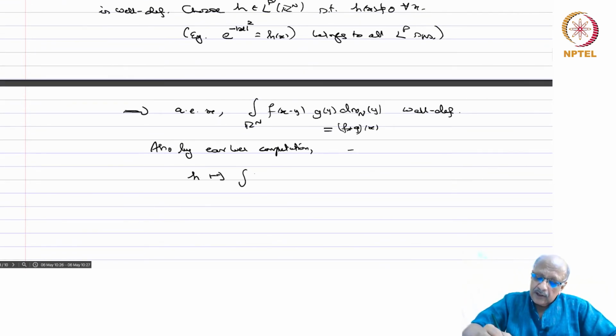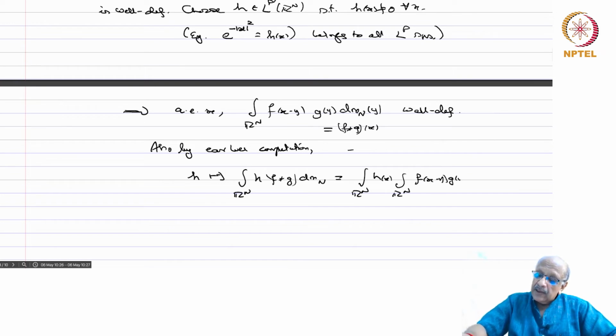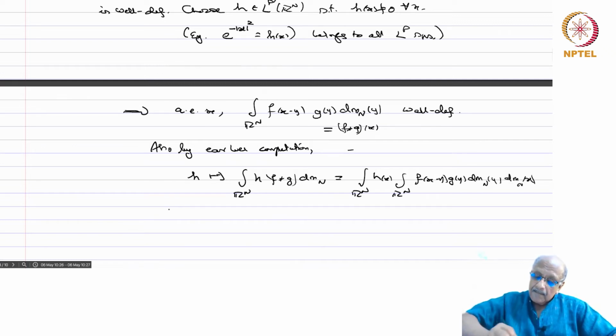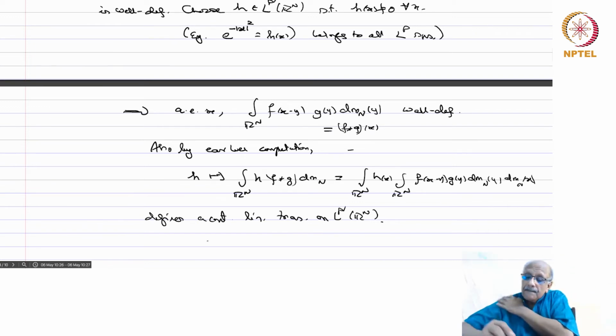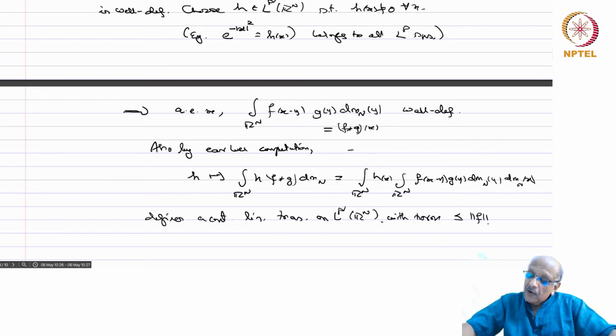Then the integral of h times f star g dmu is equal to the integral over Rn of h(x) times the integral over Rn of f(x minus y) g(y) dmu(y) dmu(x). This defines a continuous linear transformation on Lp dash of Rn, with norm less than or equal to norm f 1 norm g p.